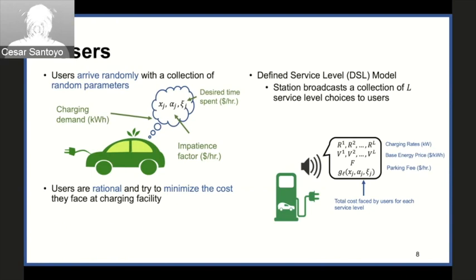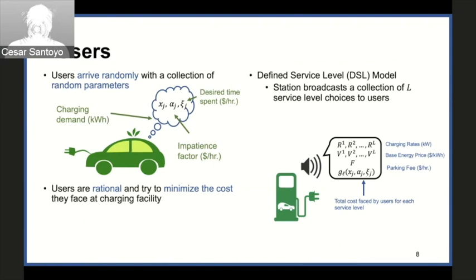EV charging facility operators are interested in implementing operational models to help them ensure that these resource limits will not be exceeded. One such operational model are pricing models, where a charging facility operator can obtain provable probabilistic guarantees on constrained resources.